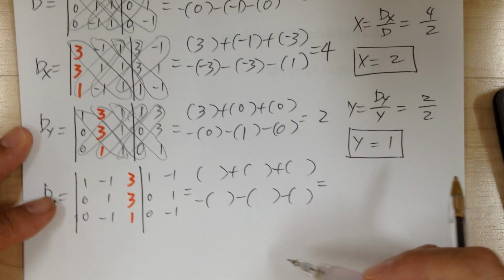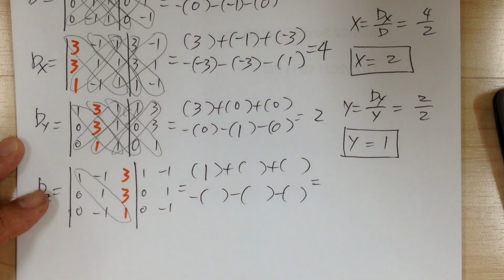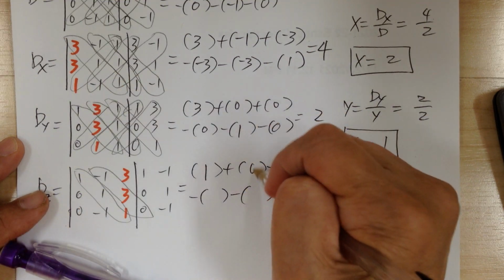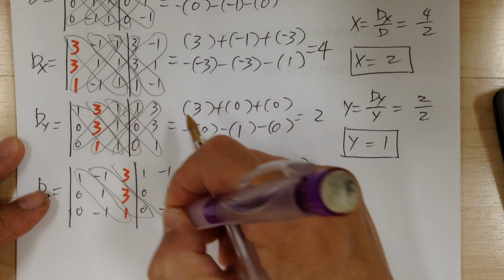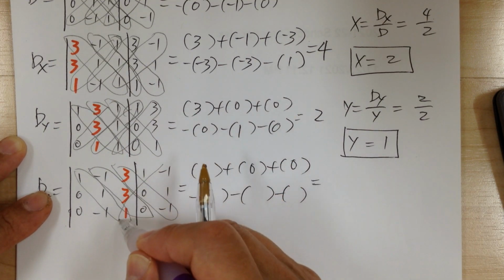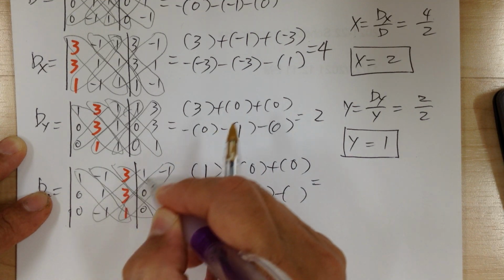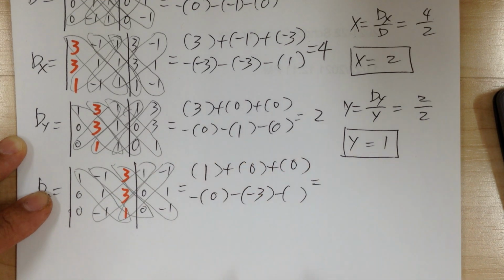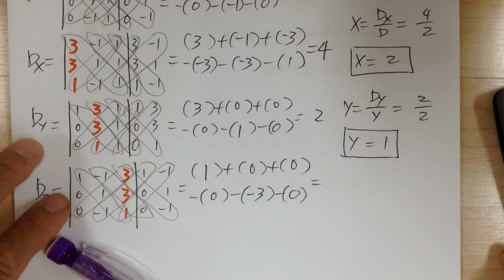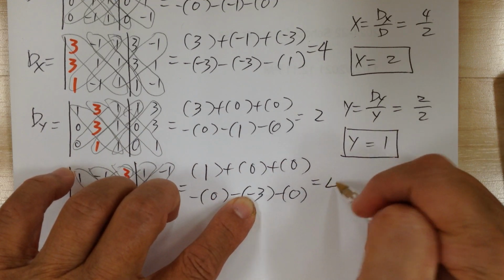Okay, so let's do the diagonals. So this diagonal is 1. The next diagonal right over here, that's 0. The next diagonal is 0. Now go opposite direction, so this is equal to 0. This diagonal is minus 3. This diagonal equal to 0. Okay, so you got 1 plus 3 equal to 4.